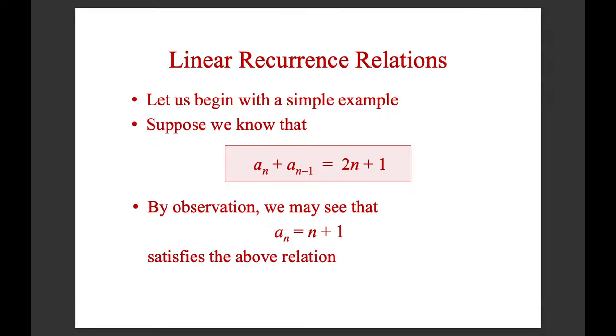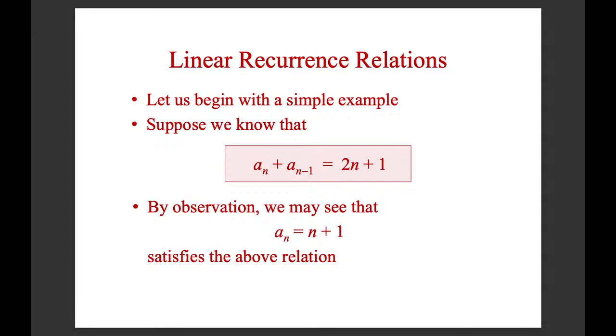Now look at this. This is an plus an minus 1 is equal to 2n plus 1. So it falls into the category. This is linear, with coefficients 1, 1, constant coefficients, and the right-hand side is purely based on n, so this is 2n plus 1. Now notice that for this one, an is equal to n plus 1 is a possible solution. It is a possible solution.